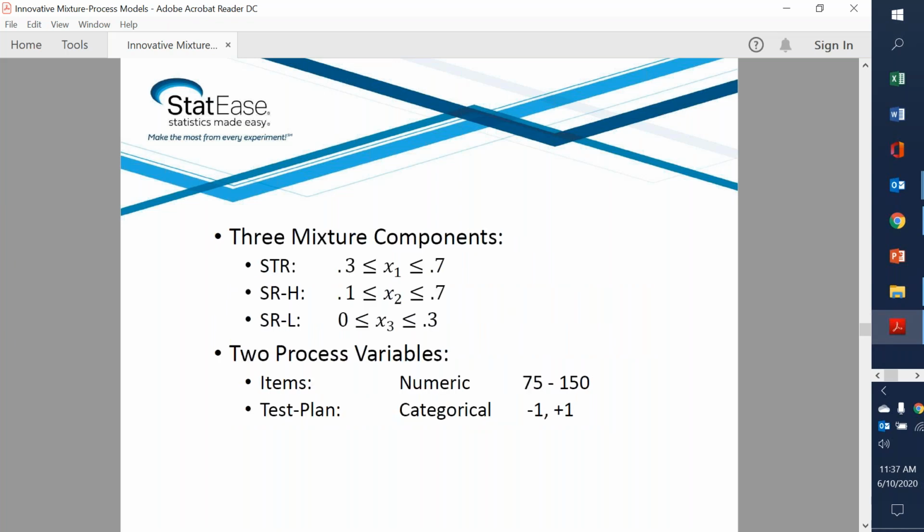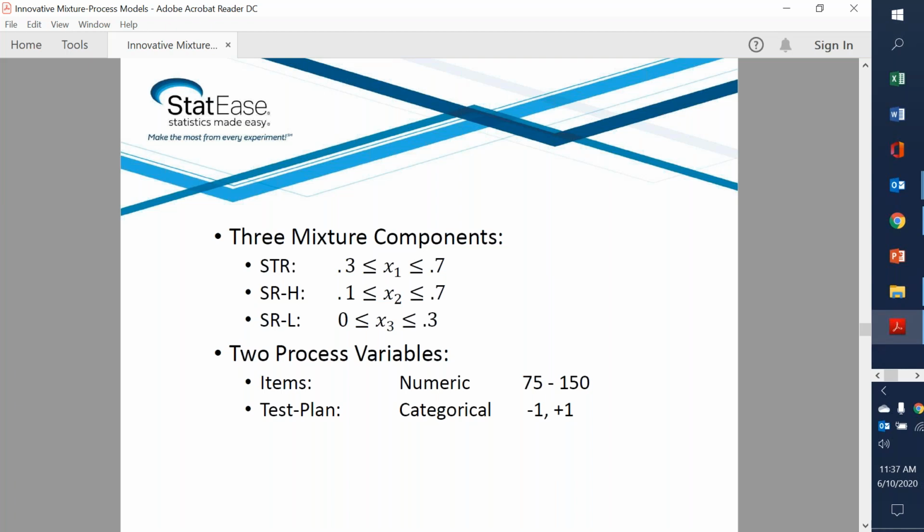There are 3 mixture components, and I'm going to call them STR, SRH, and SRL. These were decisions made by the engineer on what ranges we wanted to look at. This is a computer experiment. It's based on physical experimentation, but we're trying to do something very interesting and very new, so we had to do it as a computer experiment.